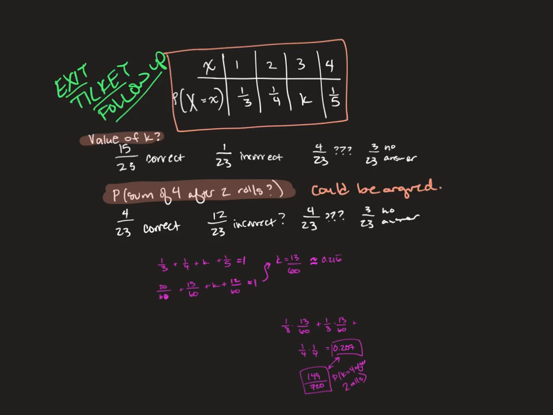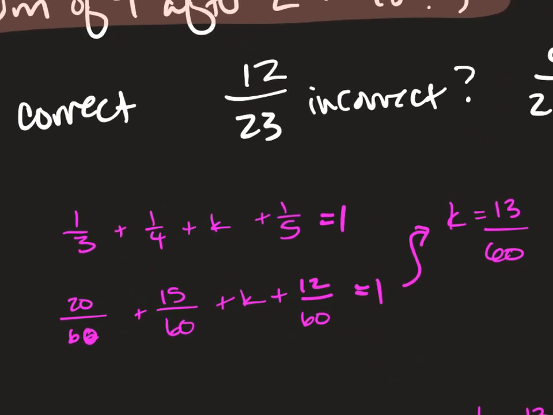Okay. Follow up from the exit ticket yesterday. You might recall you got this table and you were asked to first of all figure out what the value of k is. In that case, we know that everything down here has to add up to 1, so it's literally just a third plus a fourth plus a fifth, and then subtract that all from 1 to get k. Sorry, I did that right here.